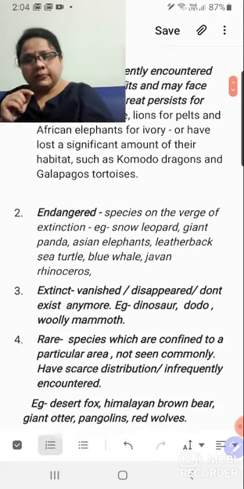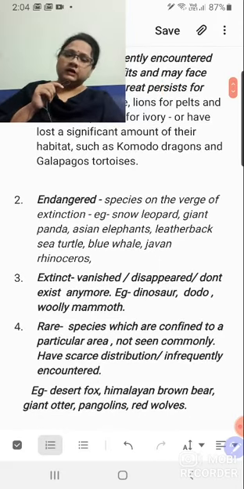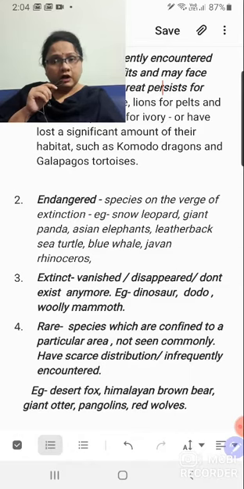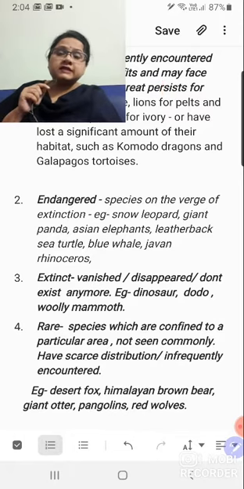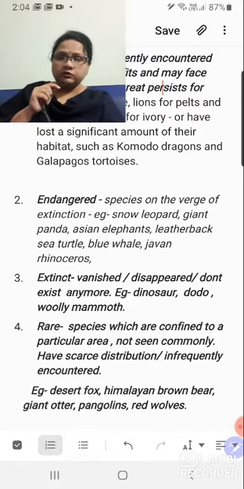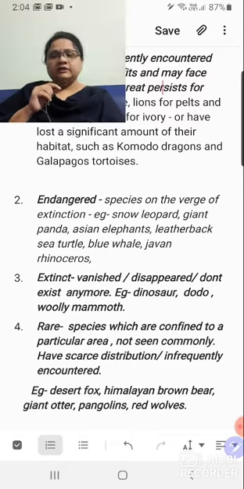If you can see, I have written the operative words there: vanished, disappeared, or don't exist anymore. That means you are not going to find any member of this category in this world. The species is completely vanished or disappeared, right? So no member is existing now, and the very famous examples are dinosaurs, dodo, woolly mammoth. These are the famous examples, you may write them. Then comes a rare species.